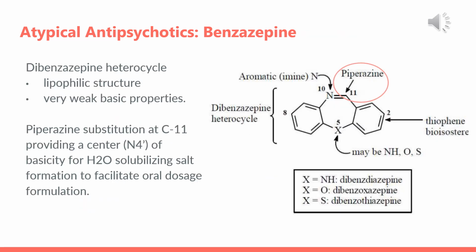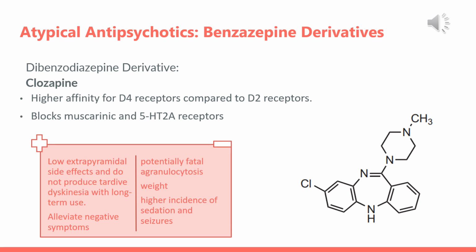Moving on to benzazepine derivatives, the dibenzazepine heterocycle is a lipophilic structure with very weak basic properties. The piperazine substituent at carbon 11 provides a center, N4, of basicity for water-solubilizing salt formation to facilitate oral dosage formulation. Now, an example of the dibenzodiazepine derivative is clozapine.